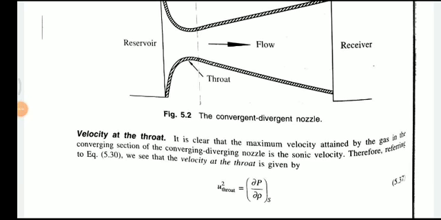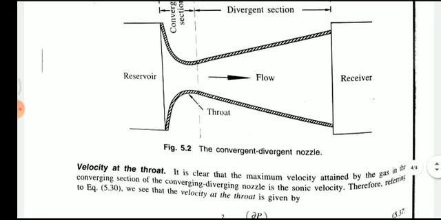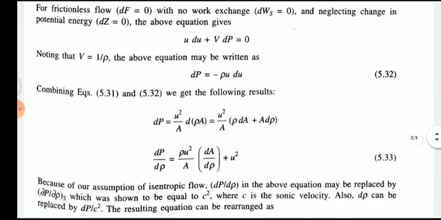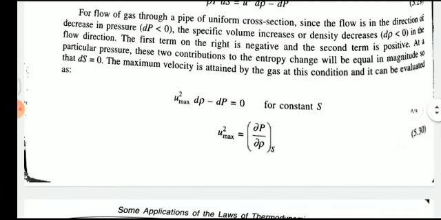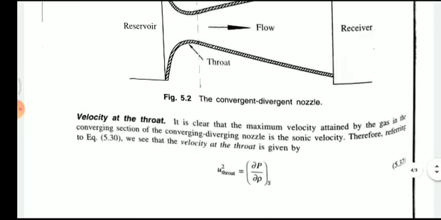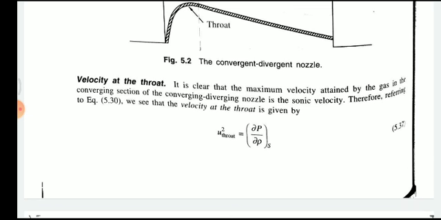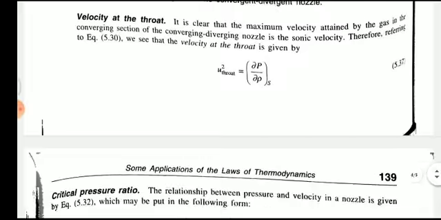Therefore, referring to equation 5.30, we will see that the velocity at the throat is given by 5.30. We have to discuss the maximum velocity at the throat. So u square throat is equal to del p by del rho at constant s.